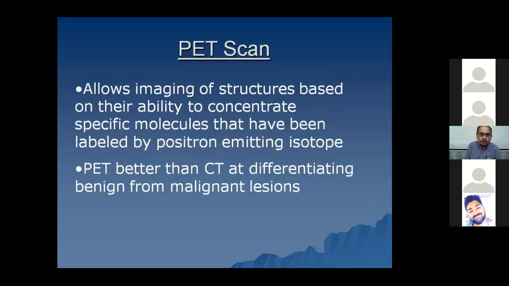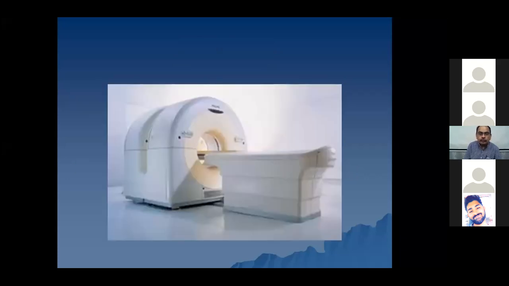PET scan, the positron emission tomography, I have already shown you some of the images from that. It is basically used to identify the benign structures from the malignant ones. A CT PET scanner. In this machine, simultaneously the CT as well as the positron emission tomography is performed and the images can be overlapped.